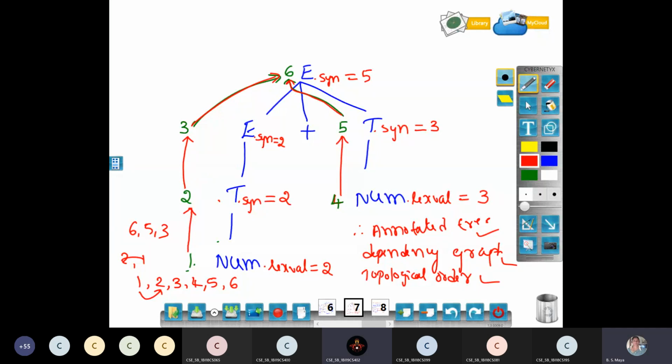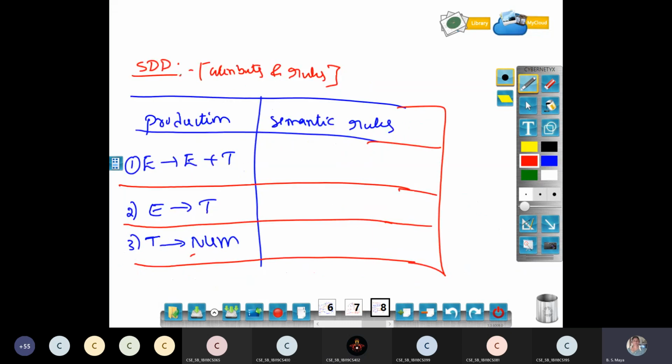Two, ma'am. T value is dependent on what? You talk about num's attributes. T dot sync is equal to num dot lex value. Can I write? Yes, ma'am. T dot, because the attribute name is what? Sync. Because you have to attach attributes as well as the rules. T dot sync is equal to num dot lex value. Are you agreed with me for writing that rule?